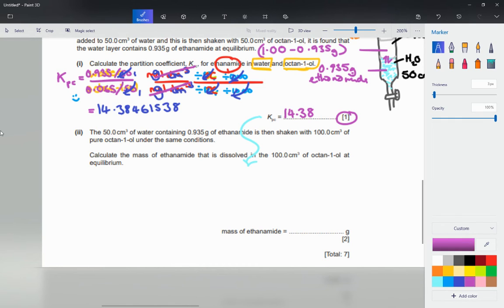Now you will get some credit for error carried forward if you made an error. We're going to assume that we did not make an error here. So your 14.38461538, which is your KPC value, is then equal to your number of grams per centimeters cubed. So you can take the shortcuts, but don't just divide grams by grams, is my advice.